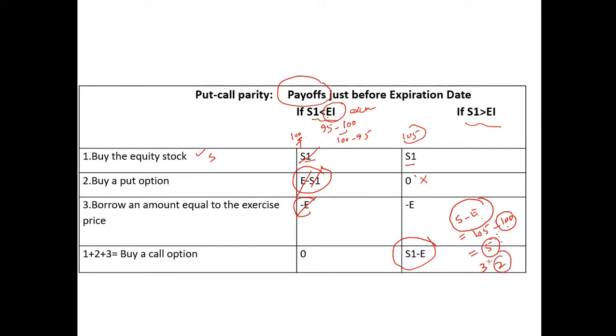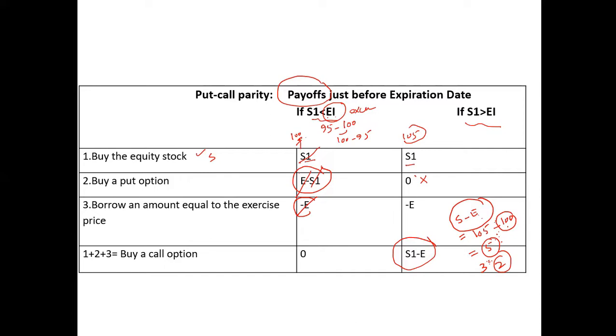So that is why this put-call parity theorem just provides a glimpse of the concept of financial engineering. How can you combine various kinds of instruments? What has happened here is that one has bought an equity stock, one has bought a put option, and one has borrowed the equal amount. Now the payoff of this combination is equivalent to when you buy a call option.